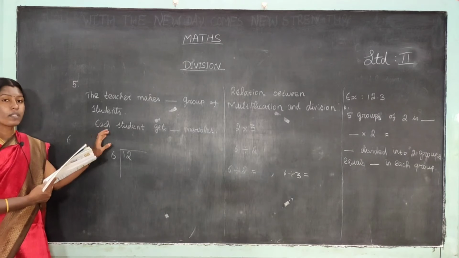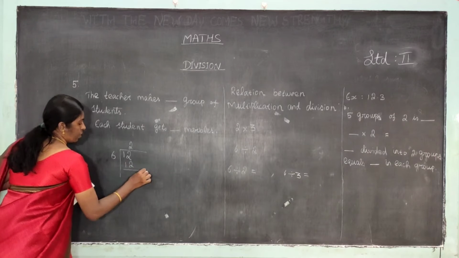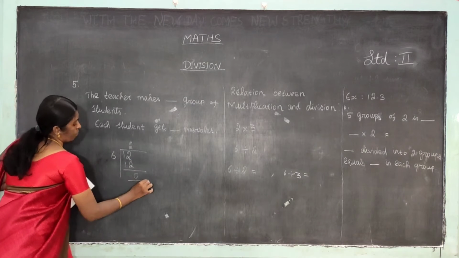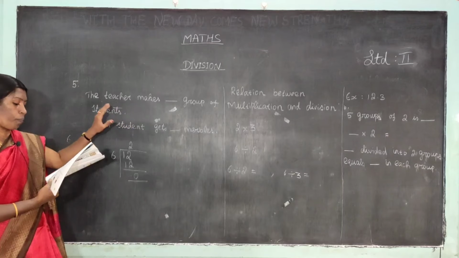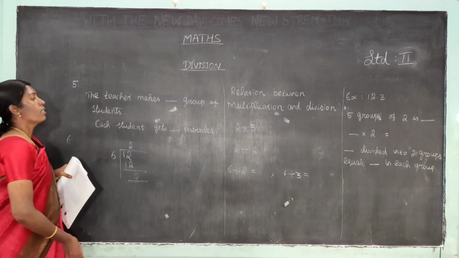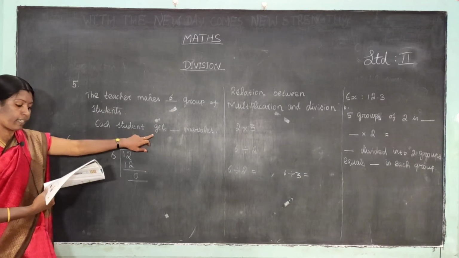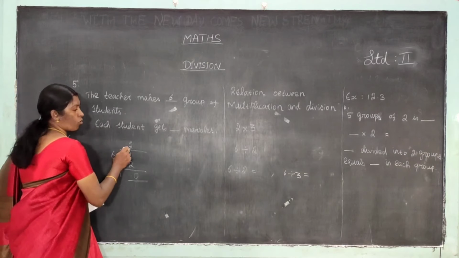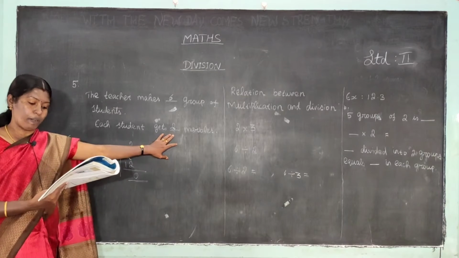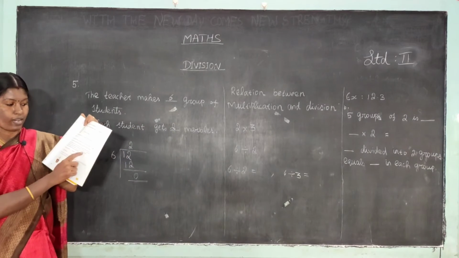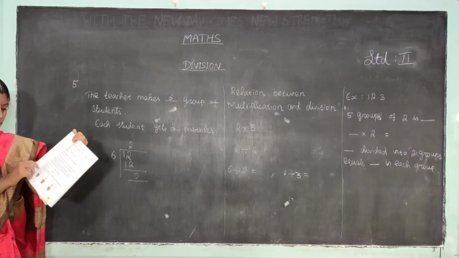6 1s are 6, 6 2s are 12. So write the quotient here, and 12 minus 12 is 0. So the teacher makes 6 groups of students, and each student gets how many marbles? What is the quotient? 2. So each student gets 2 marbles. You divide 12 marbles among 6 students, so each student gets 2 marbles.